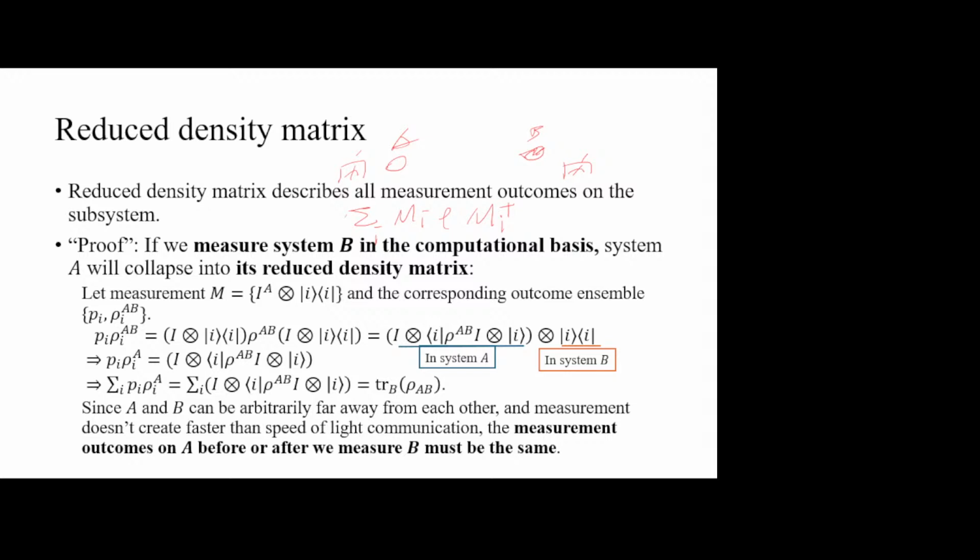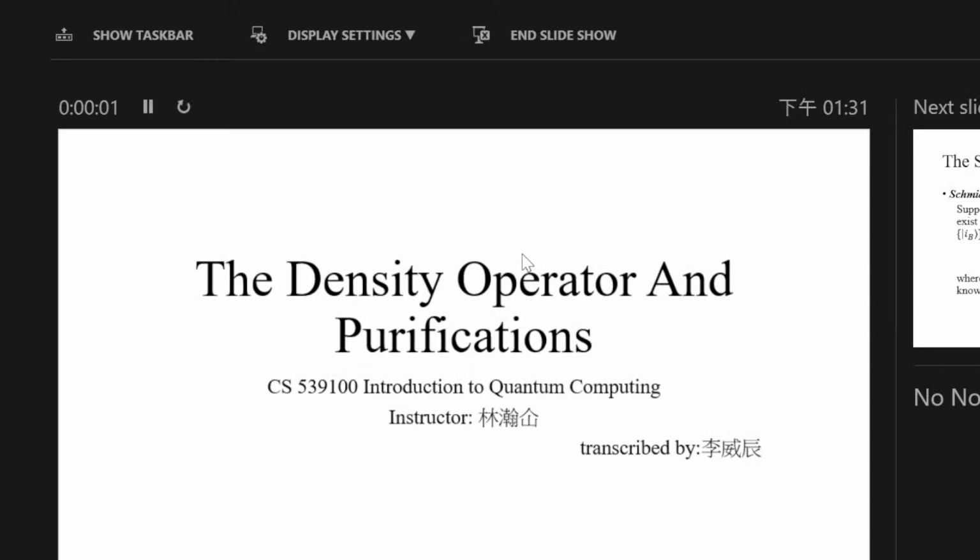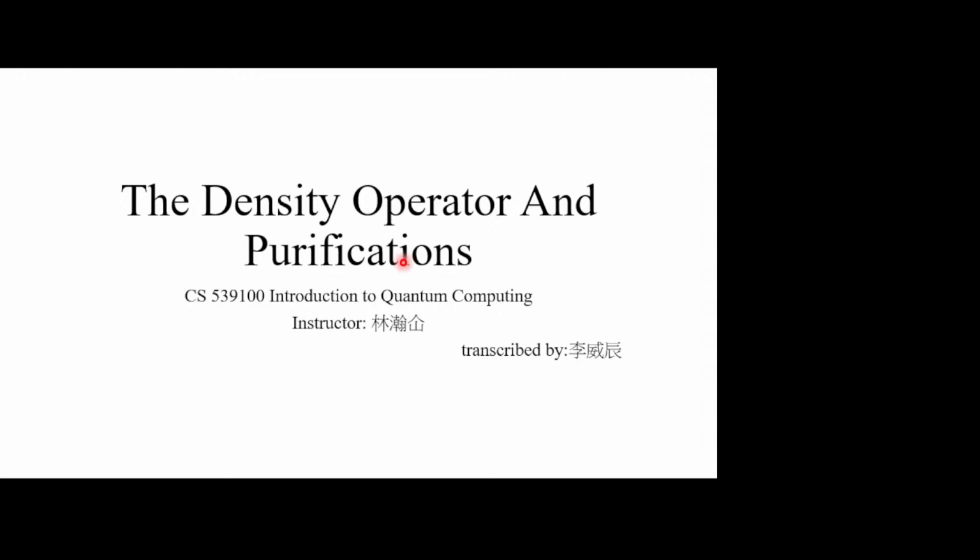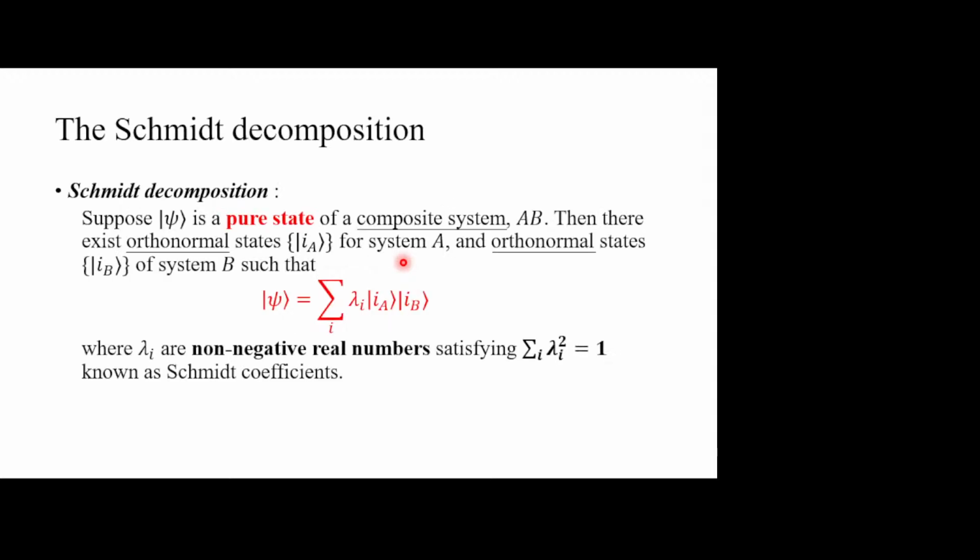Okay, let's go to the next slide, and we're going to talk about purification and Schmidt decomposition. There are two ideas that are very related to the reduced density matrix. The first one is the Schmidt decomposition. I guess it's a way to characterize the relationship between your reduced density matrix and your starting entangled state.